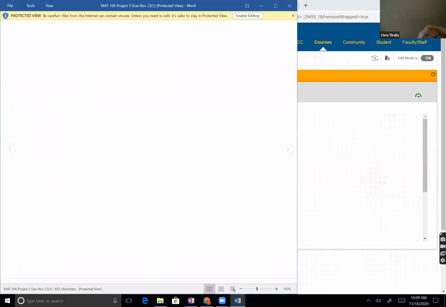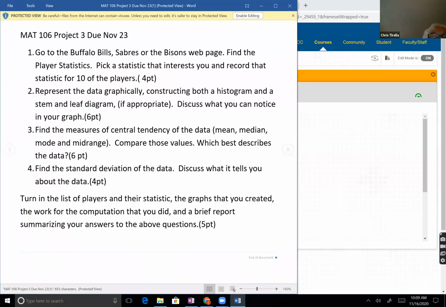So it's due on Monday. Oh, so you've got a week to do it. You're going to go to either the Buffalo Bills, Sabres, or Bisons web page. Then as you look through the web page, you should be able to find a place that has statistics. I said player statistics. It could be team statistics. As I was looking at the Buffalo Bills, when I first clicked on players, it gave me all of their ages. You could use that.